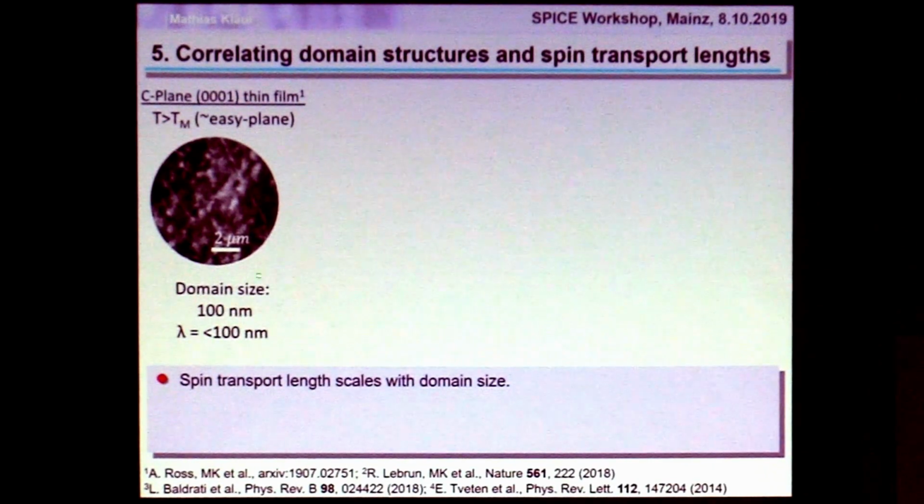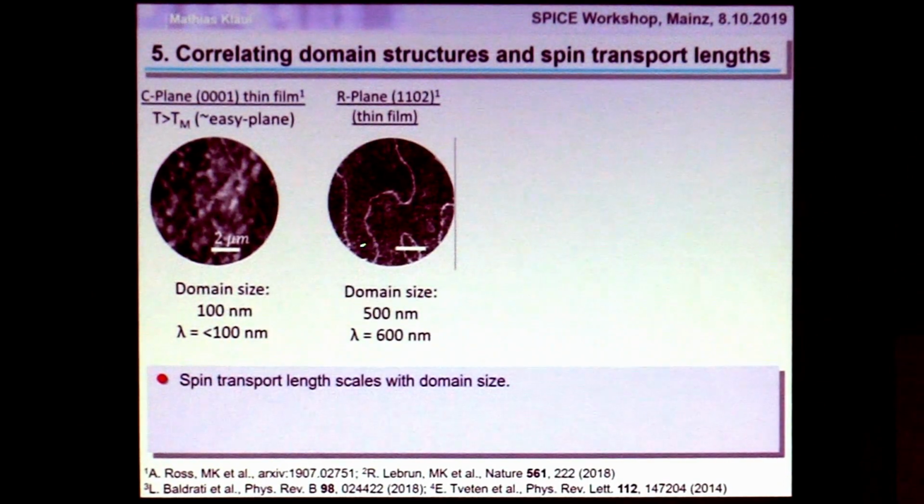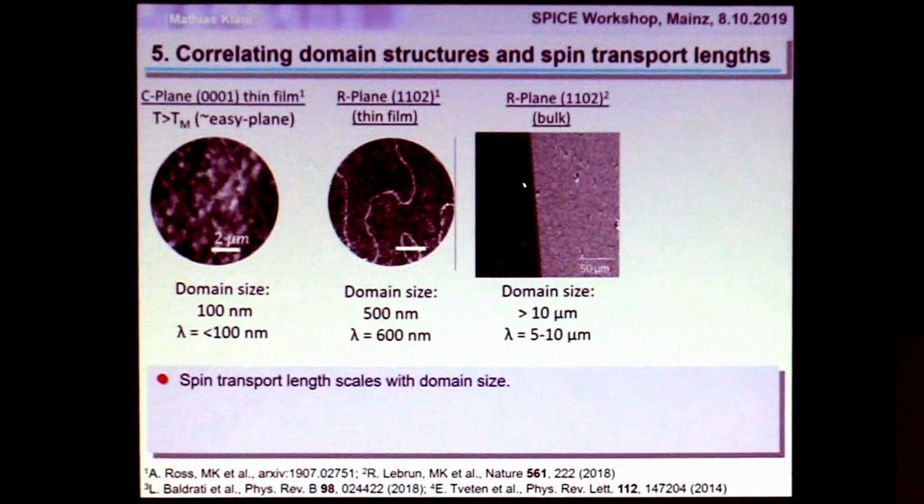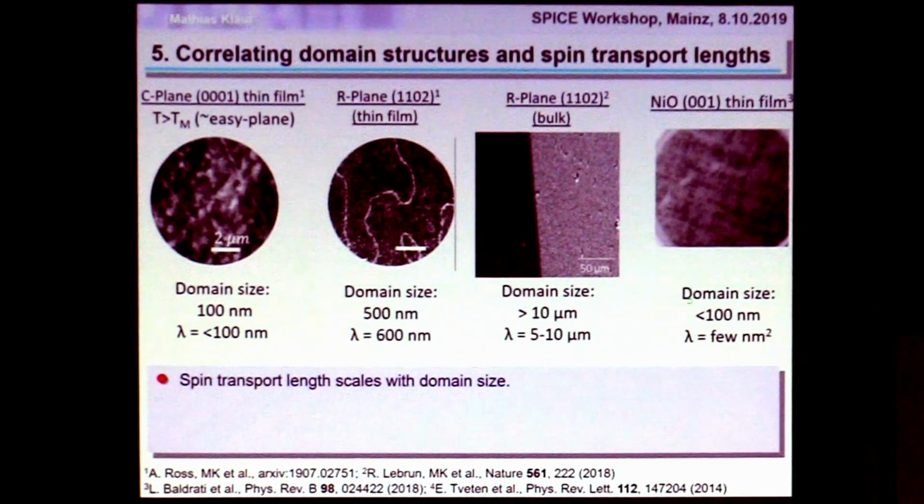Here we have C-plane hematite, where we have domains of 100 nanometers or so, and a spin diffusion length of 50 nanometers. In R-plane hematite, we have domains of 500 nanometers, and a spin diffusion length of 600 nanometers. In R-plane bulk, we have domain sizes much larger than 10 microns, and we get transport over 5 to 10 microns. And in nickel oxide, we have very small domains, and so we also measure just a few nanometers of spin transport length.